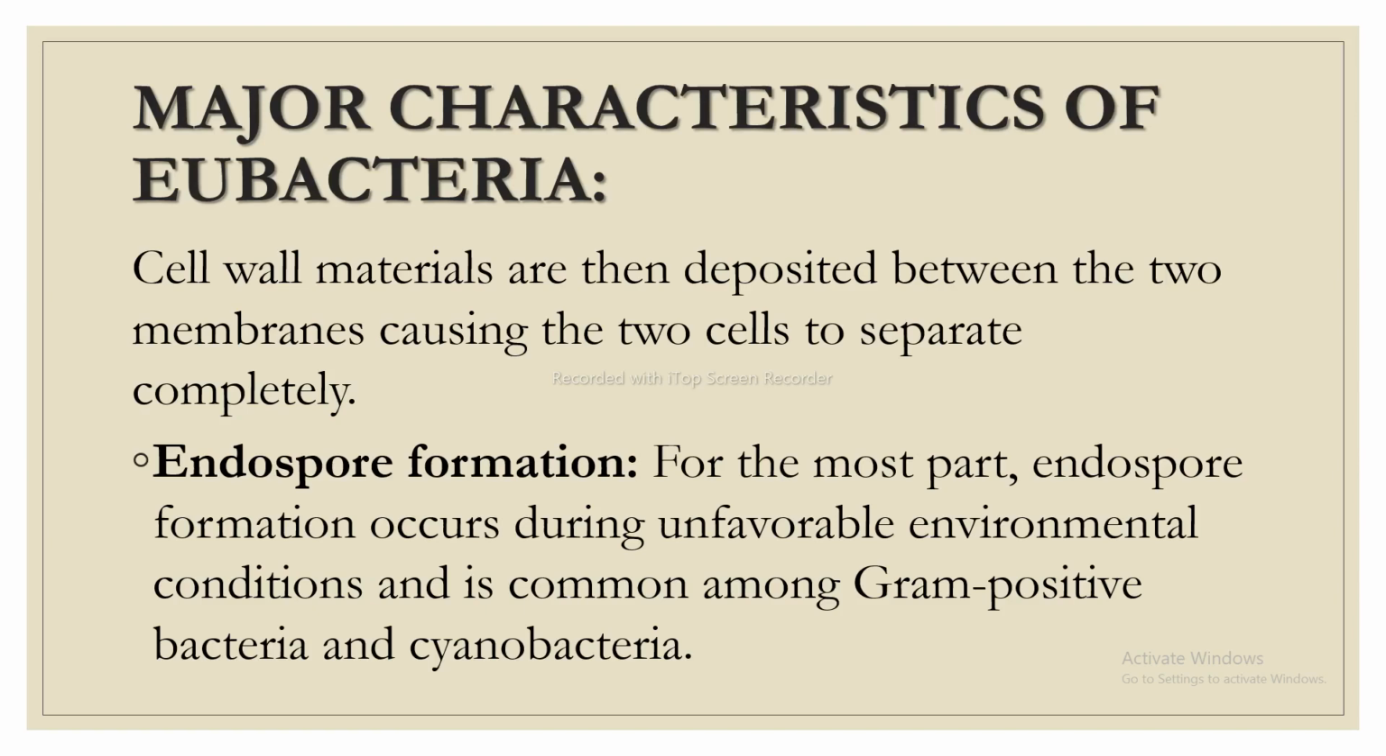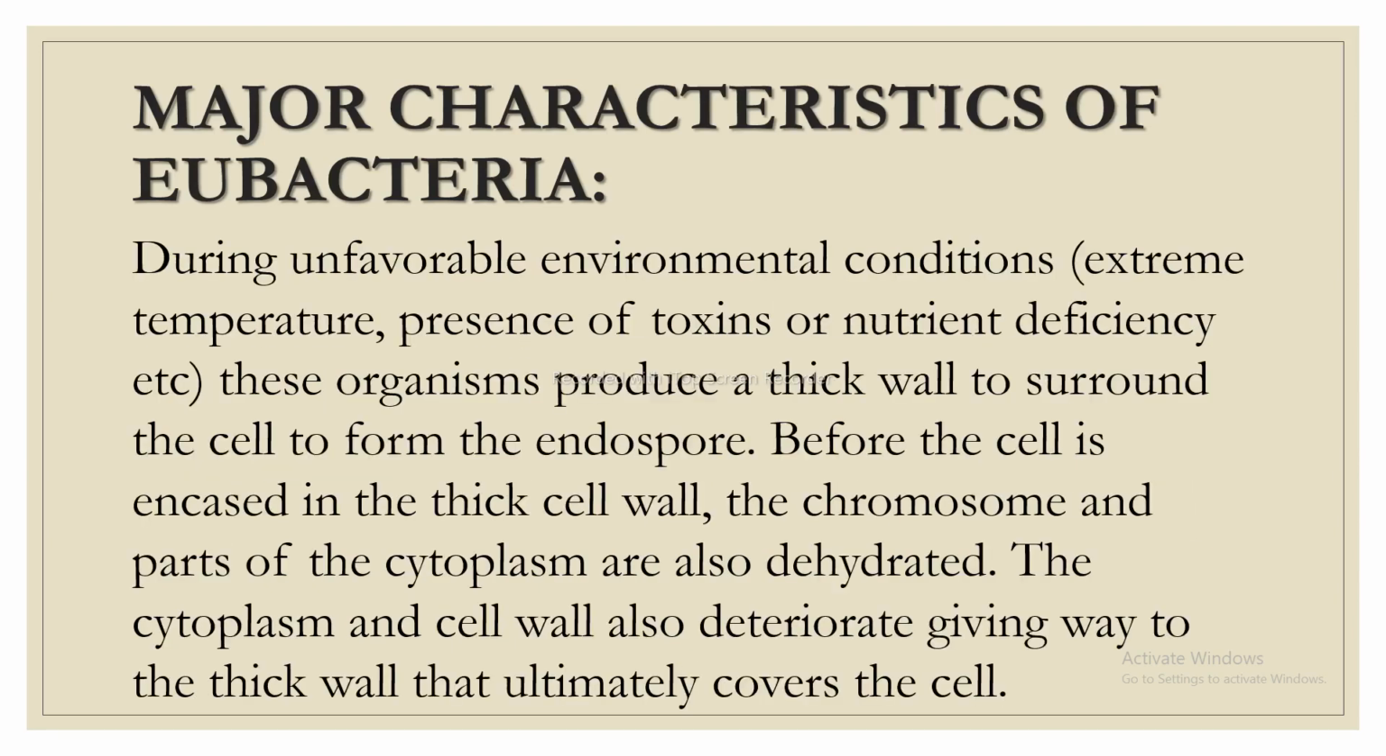For the most part, endospore formation occurs during unfavorable environmental conditions and is common among gram-positive bacteria and cyanobacteria. So during unfavorable environmental conditions, such as extreme temperature, presence of toxins or nutrient deficiency, these organisms produce a thick wall to surround the cell to form the endospore.